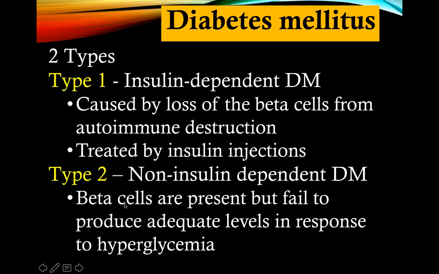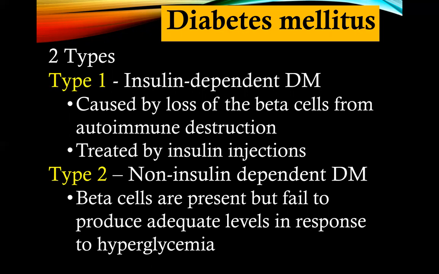Whereas in type 2, the beta cells that are present fail to produce adequate levels in response to hyperglycemia. But there is a minimal secretion of insulin. Thus, the management of diabetes mellitus type 2 is not purely oral medications. We can actually treat patients with metformin. These are oral medications for diabetes mellitus type 2, metformin and other oral hypoglycemic agents.